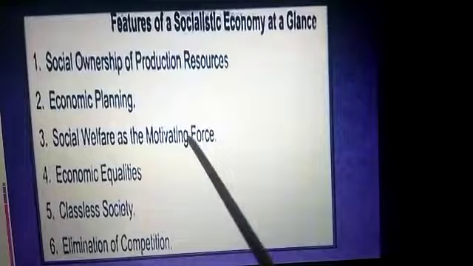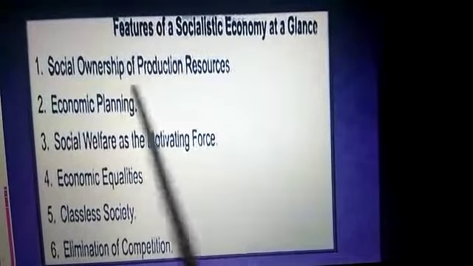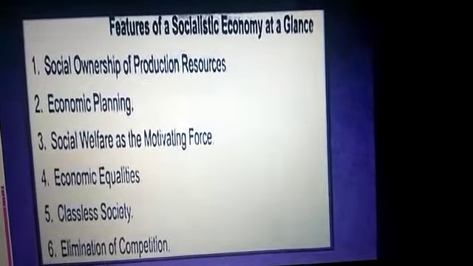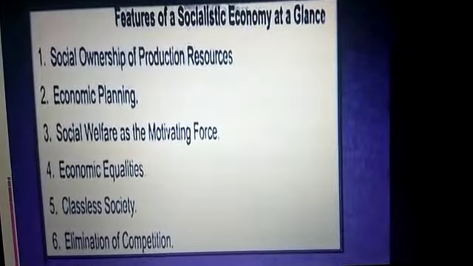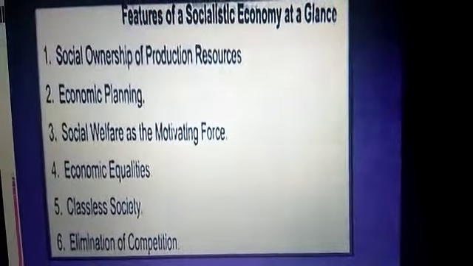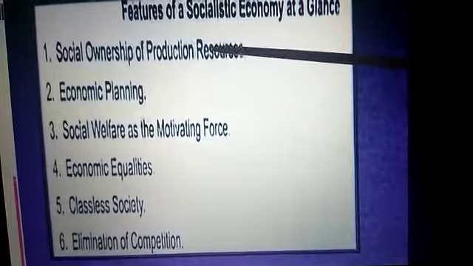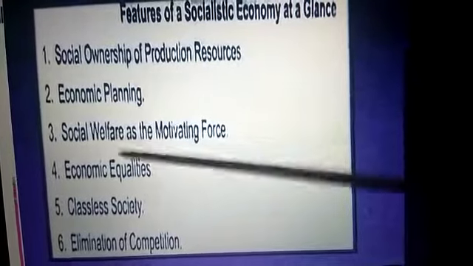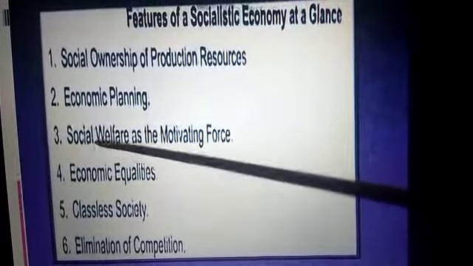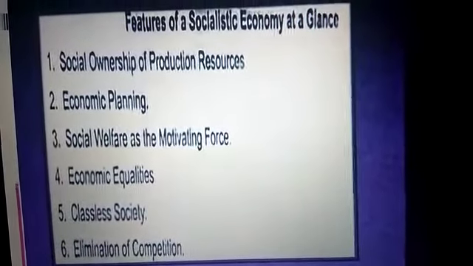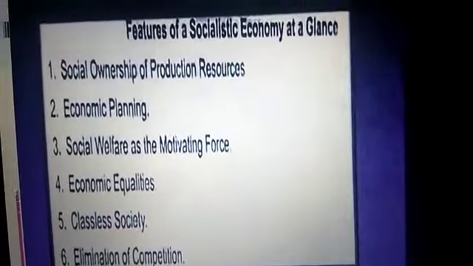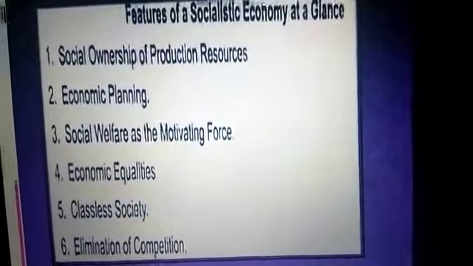Then comes social welfare. The government is involved in manufacturing. In a capitalistic economy, private people are involved in manufacturing and their motive is to earn profit. But here everything is owned by the government. The government's motive is not profit earning. Its motive is social welfare, welfare of the people of the community. Hence, all activities are directed towards the social welfare motive of the government.